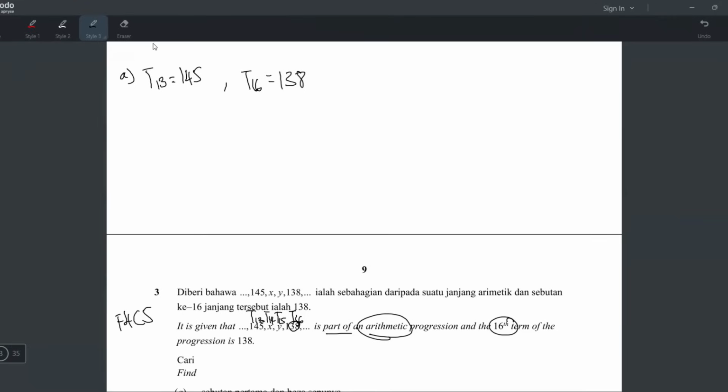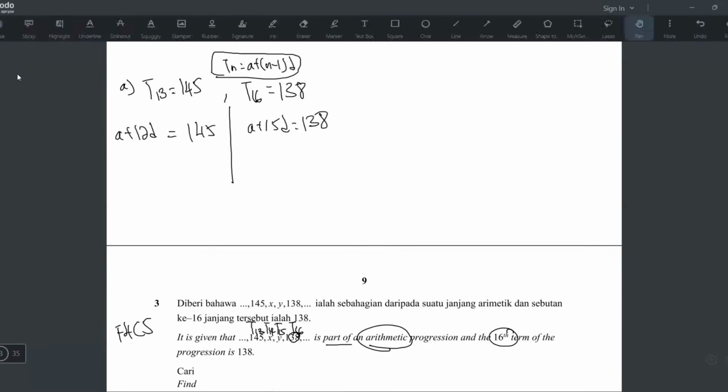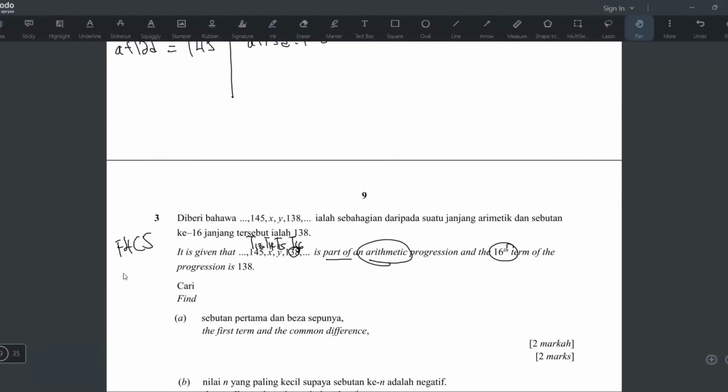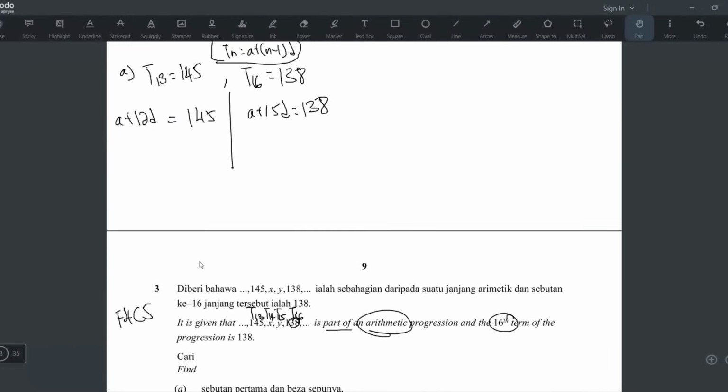Okay, the formula for Tn is A plus n minus 1 D. Okay, so we will use this formula to write the equation. T13 will be A plus 12D equals 145. T16 will be A plus 15D equals 138. And the A and D are indeed not given. You want to find them now. A and D are indeed not given. If they were, then I wouldn't have to do all this already. Indeed they're not given. So that's why I do like that.